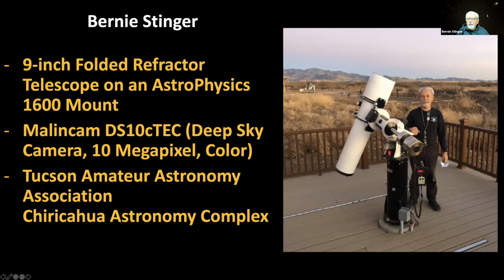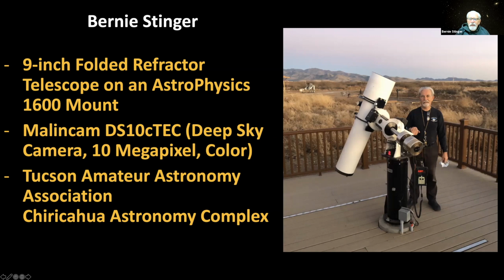All right. My name is Bernie Stinger. I'm a four-year member of the Tucson Astronomical Association. And I'm out at our deep sky site just west of the Chiricahua Mountains in southeastern Arizona. Our deep sky site is what we call the CAC, for Chiricahua Astronomy Complex. And one of the telescopes that we have here permanently mounted is what you see in the image here.